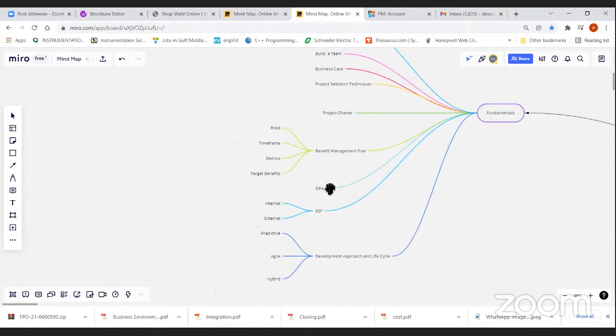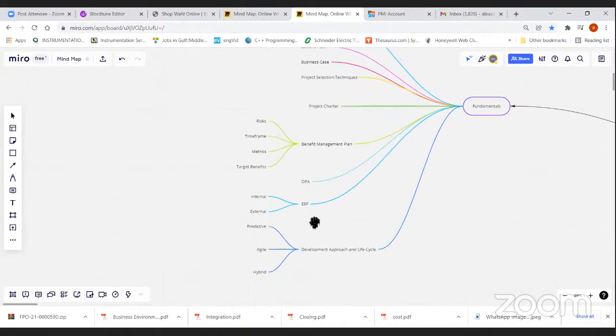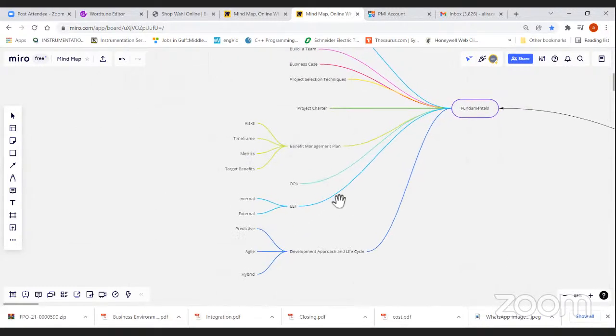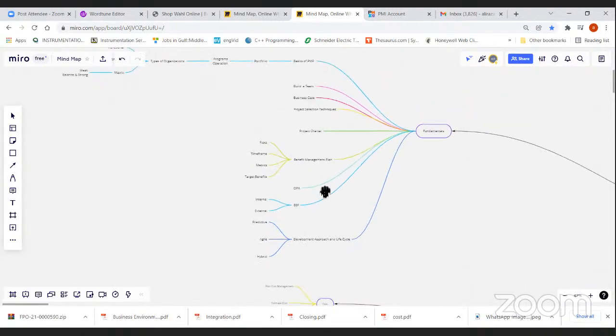Then we have different kinds of development approaches and life cycles. These are predictive, agile, and hybrid. Basically, most of the time we are working here on agile.